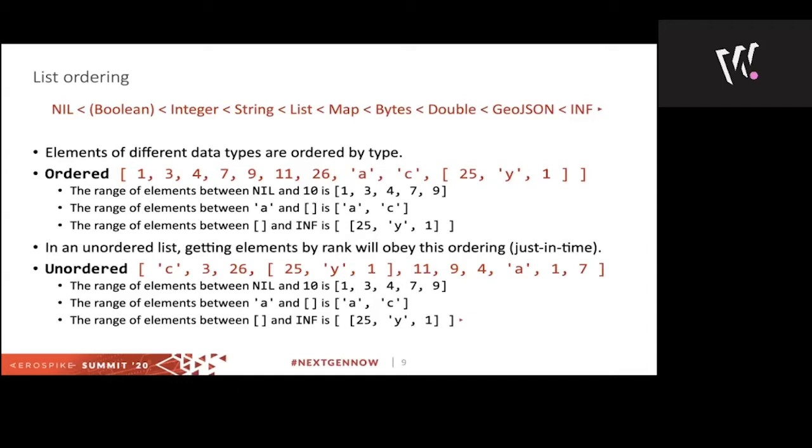In an unordered list, getting elements by rank will still obey this ordering. It's just that it will be done just in time and won't be persisted. So this is an example of where you need to decide what is more efficient for your access pattern. For example, if you're doing a lot of appends, unordered lists are ideal. If you're doing a lot of reads, then ordered lists are more optimized. You're paying every time you add an element, but it's more optimized for reads, especially range reads. The unordered list will give you exactly the same results, but with a less optimal runtime.